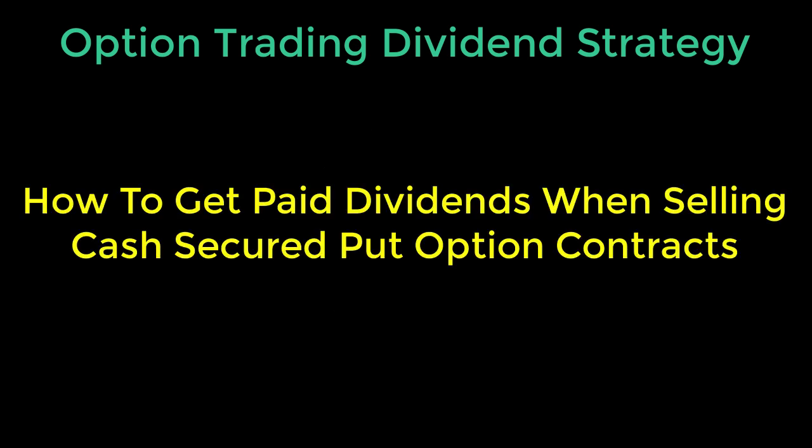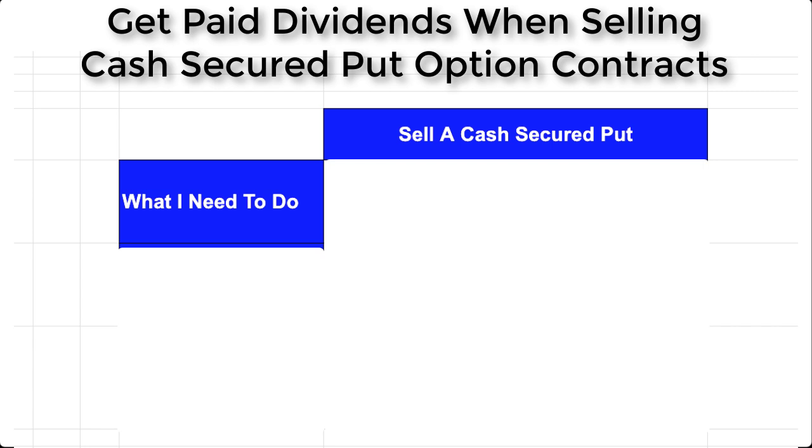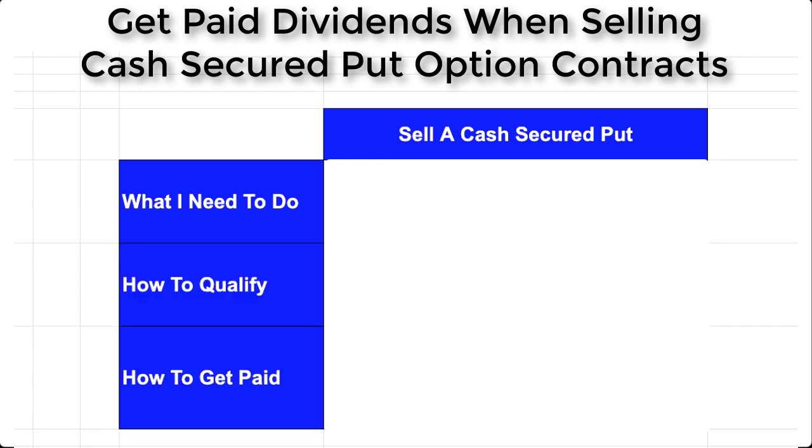First, let's take a look at how to get paid dividends when selling cash-secured put option contracts. So if I'm selling a cash-secured put and I want to make sure that I receive the dividend payment, here's how it works. First, I'll explain what I need to do. Then I'll talk about how to qualify for the dividend. And then lastly, and most importantly, how do I get paid the dividend? Okay, the first thing is, what do I need to do when I sell my cash-secured put option contract?